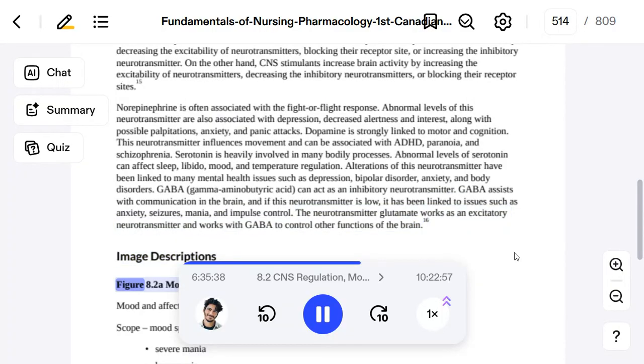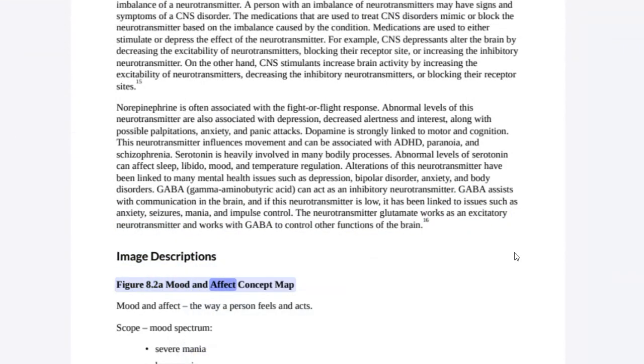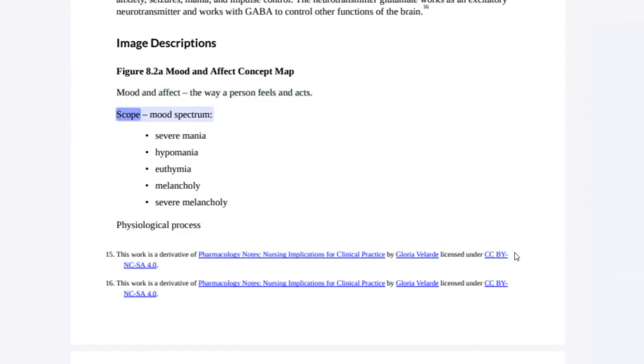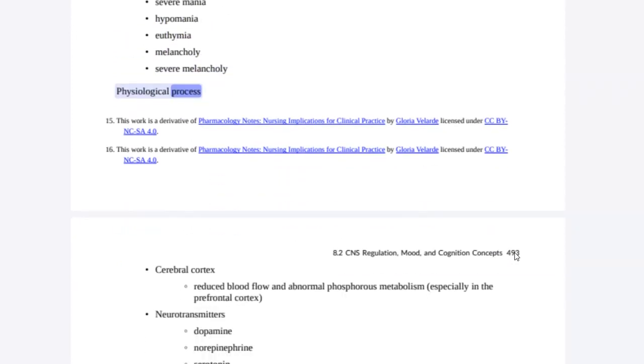Image descriptions. Figure 8.2, a mood and affect concept map. Mood and affect, the way a person feels and acts. Scope, mood spectrum: severe mania, hypomania, euthymia, melancholy, severe melancholy. Physiological process.